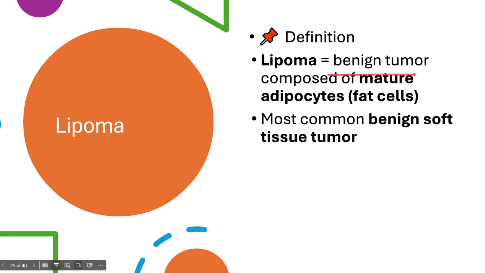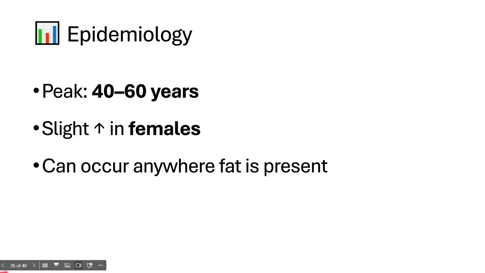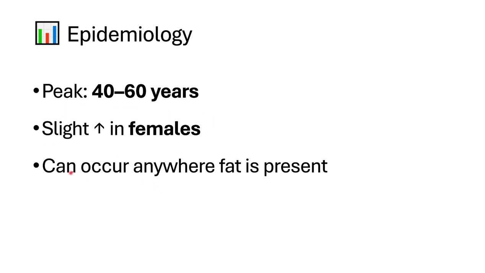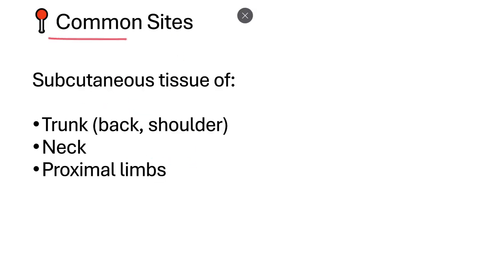Lipoma is a benign tumor composed of mature adipocytes, or the mature fat cells. Most common benign soft tissue tumor. It is more seen in females than the males, and it can occur anywhere where fat is present, and the peak age is 40 to 60 years old. So the most common sites where you find these lipomas are the subcutaneous tissues of the trunk, like back and shoulder, and then neck and proximal limbs.